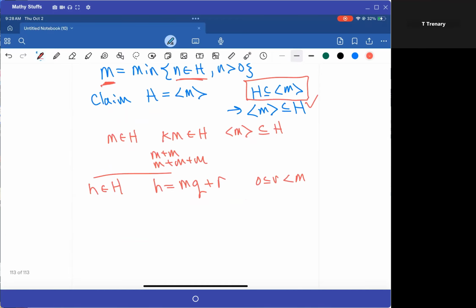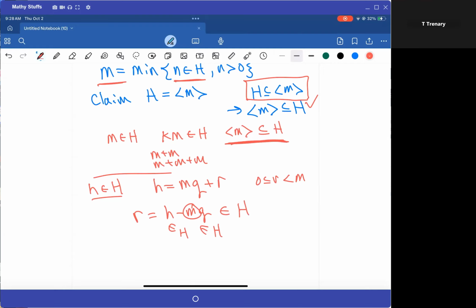And that remainder there is going to be the thing that we play off of. I'm going to rewrite that as R equals H minus MQ. So let's think about what we got here. H was taken from H. M is an element of H. We built it to be an element of H up here. So this is also in H because once M is in there, all multiples of M are in there. And we already know that from right here, right? We have that result. So this whole thing under closure must also be in H because H is a subgroup.